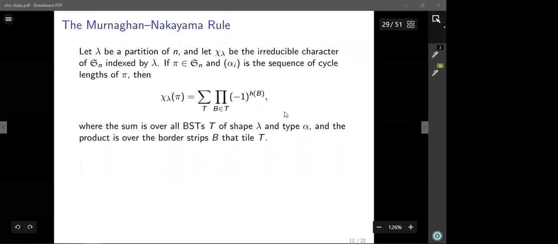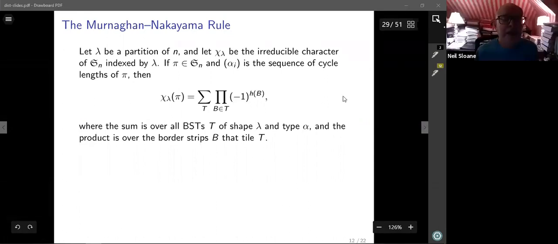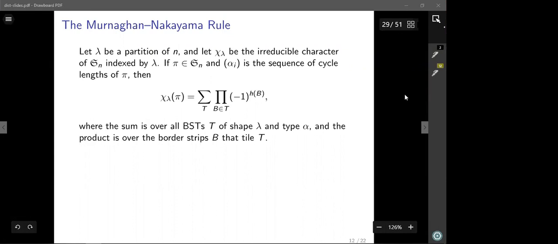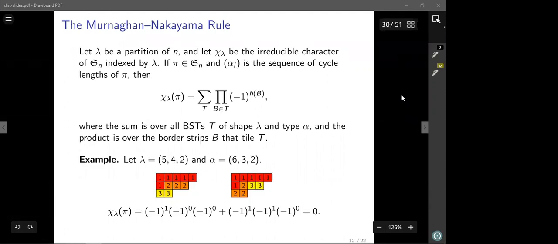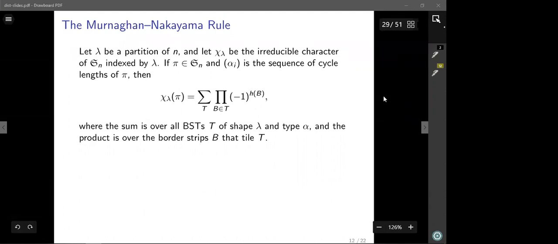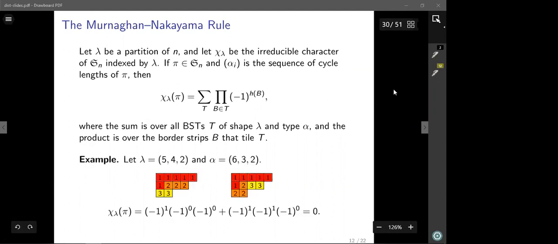Yeah. So can I ask you something? The alpha, that's a composition, right? Yes. Okay, thank you. Yeah, so that's a good point here. So you might say why not a partition? It's a composition, but I'll come back to that in a moment. But let's do an example here just to make sure we know how to parse this definition here.